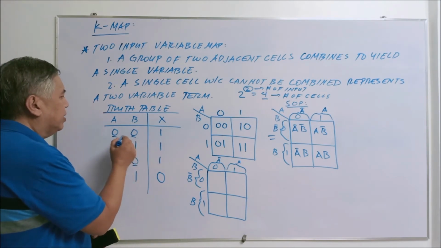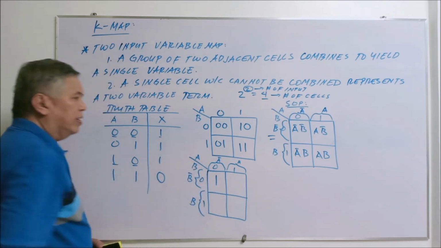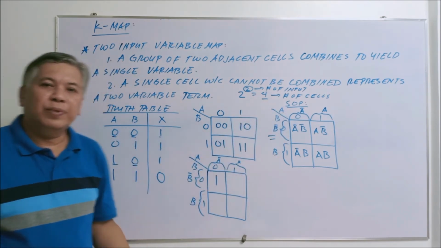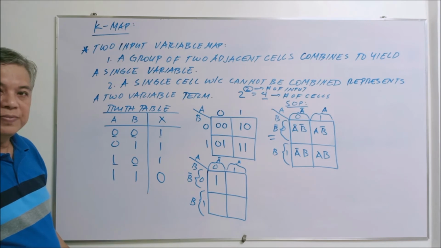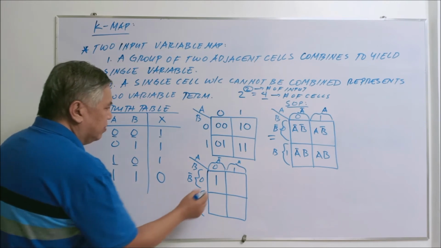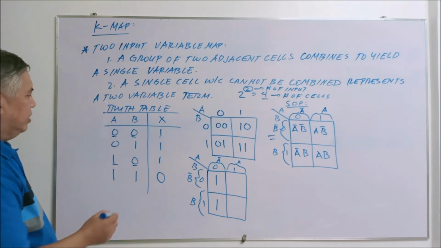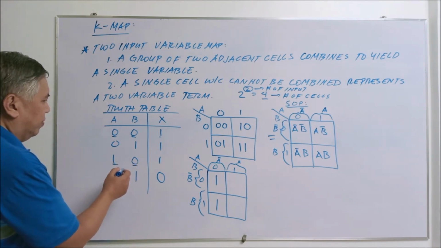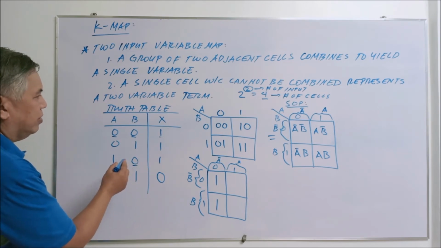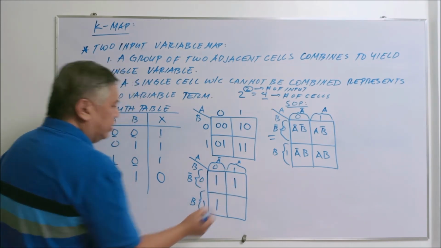So if A and B are 0, 0, the output is 1, so you place 1 there. Why use the 1? Because you're using the sum of product expression method. Okay? Then we have here 0, 1. Where's the 0, 1? A is 0, B is 1. And the next is 0, 1, and then next is 1, 0, so you place a 1 here.